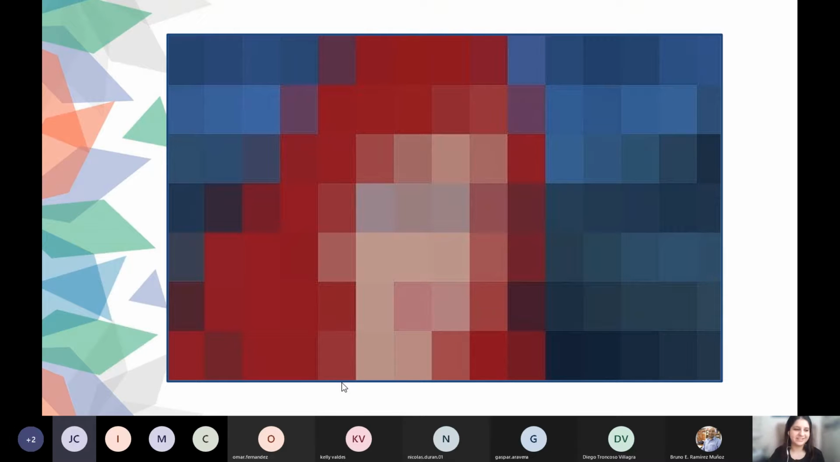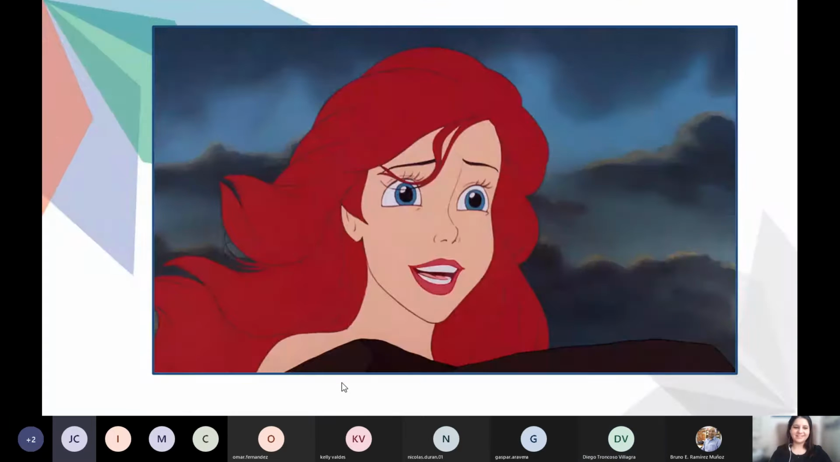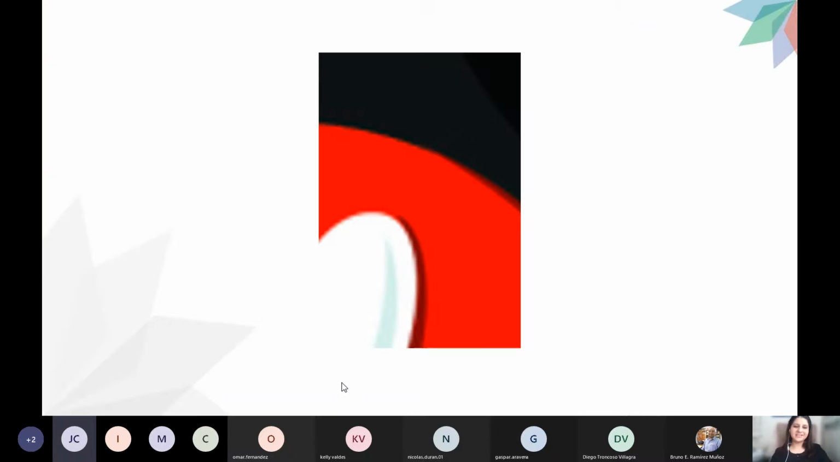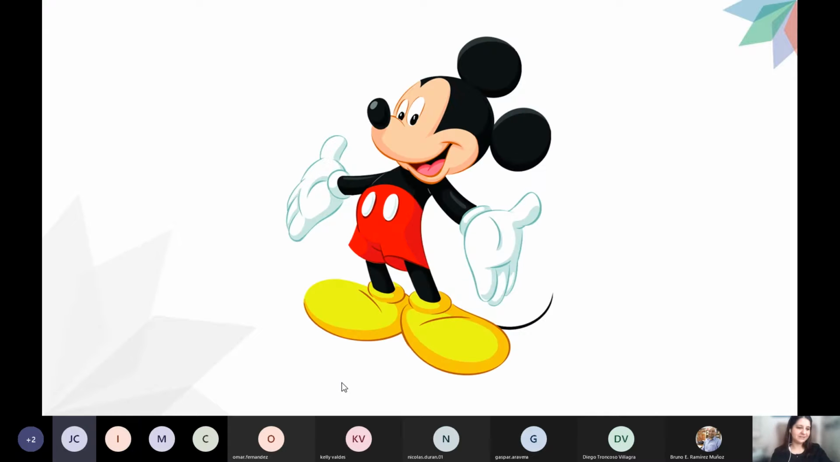Which character is it? Do you have any ideas? Ariel. The mermaid? Yes, it's the Little Mermaid. So you're right. And remember, it's a mermaid, not a siren, by the way. So yes, it's the Little Mermaid called Ariel. This is the second image, and it has been zoomed. Mickey Mouse. Let's see. That's correct. It was Mickey Mouse.